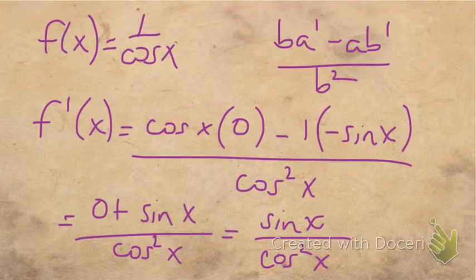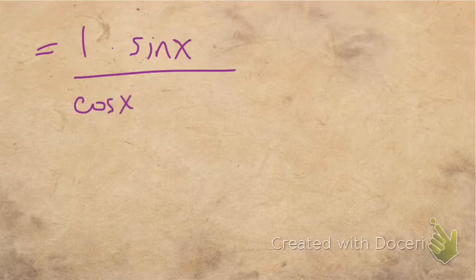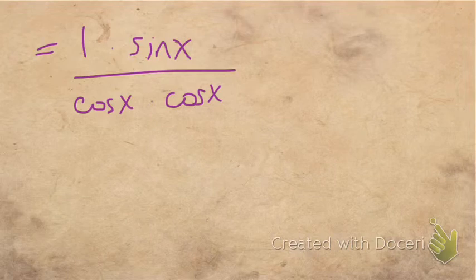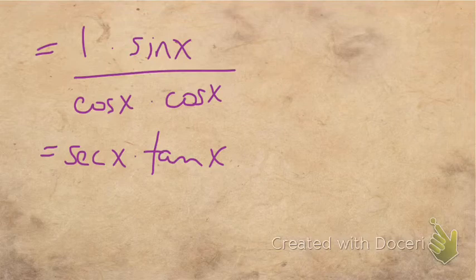Now we can clean this up a little bit. That's the same as 1 times sine in the numerator. In the denominator we've got cosine of x times the cosine of x. Say it again. That's 1 times the sine of the angle in the numerator, cosine of the angle times cosine of the angle. We could say that that's the same as the secant, since 1 over cosine is the secant, times the tangent, since sine over cosine is the same thing as the tangent.